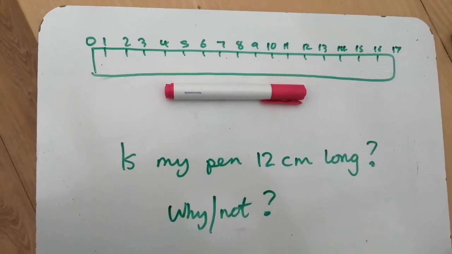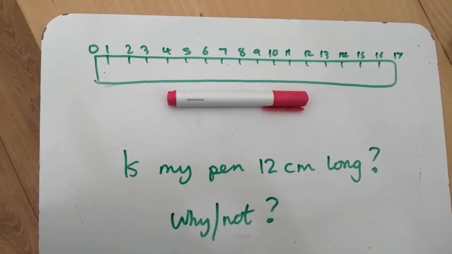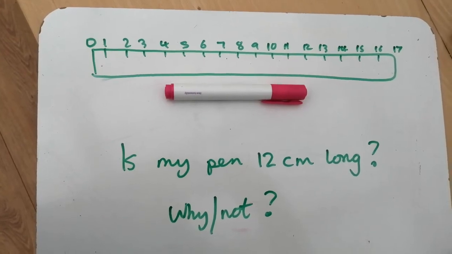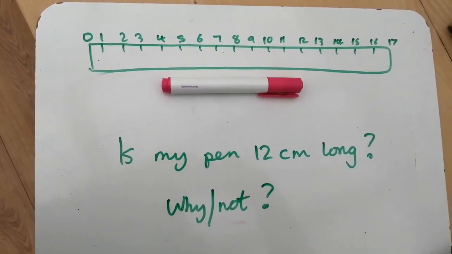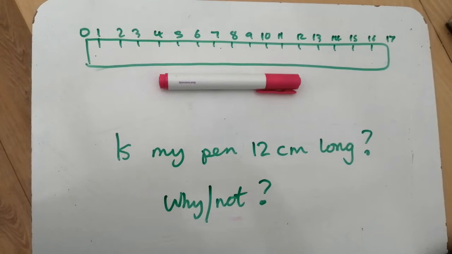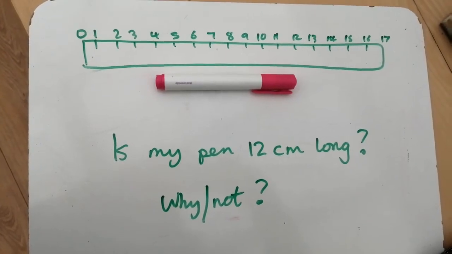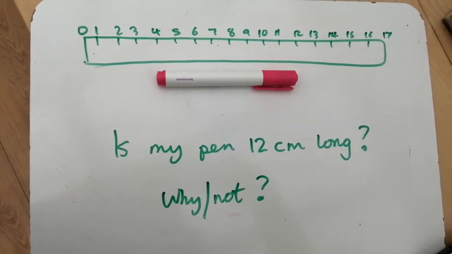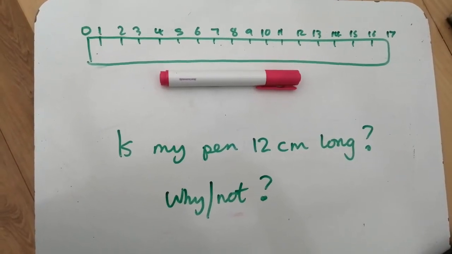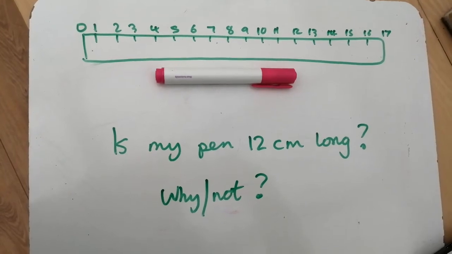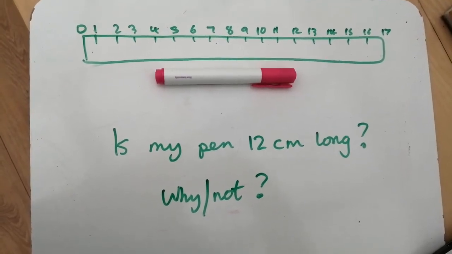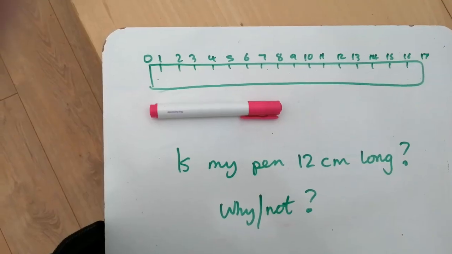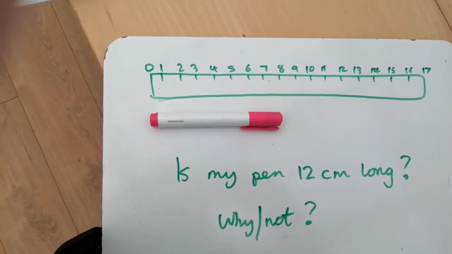Here's a common mistake that people make. My pen against the ruler above it is 12 centimetres long. Am I right or am I wrong, and why? Clearly I'm wrong, aren't I? Because I haven't started from 0. That is something that people often make a mistake with. How long would my pen actually be if I'd started from 0? There we go. It would be about 8 centimetres long.